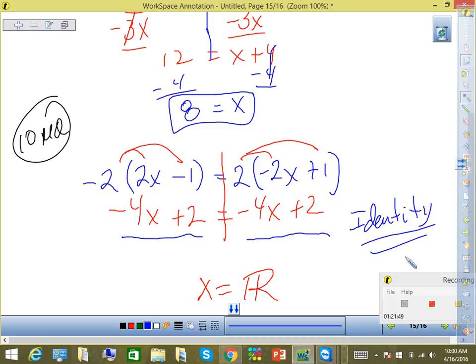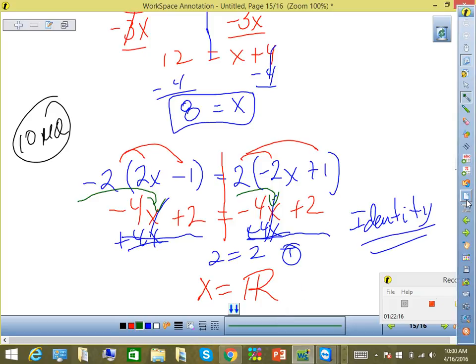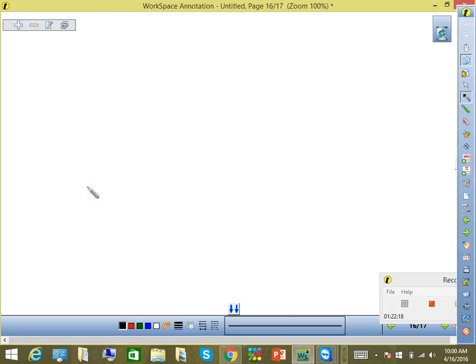You guys remember that? Because if we go one step further, look up. If we go one step further, plus 4x plus 4x, this cancels and is 2 equal to 2. Yes, that's true. Does it matter which number we substitute here for x? No, that's why it's all real numbers. Okay? All right. So with that said, number 11.